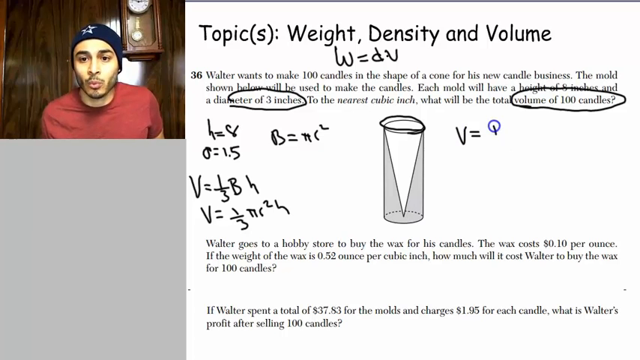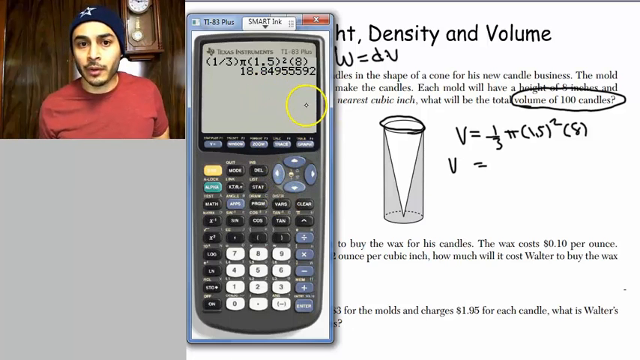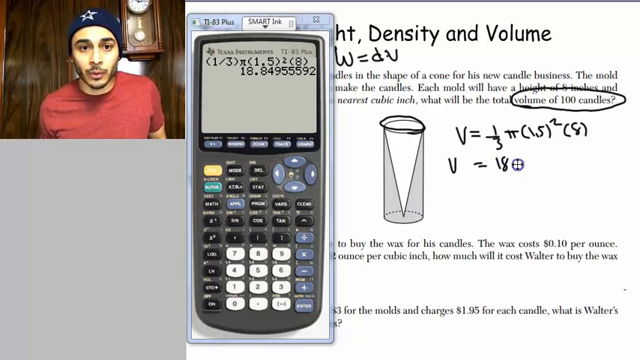So we get V equals 1/3 pi, the radius is 1.5 squared, and then times the height, which is 8. So this is the volume of one candle. Let's put that in a calculator. That's the volume of one candle. I could just write that down, it might come in handy later. It's 18.8496.